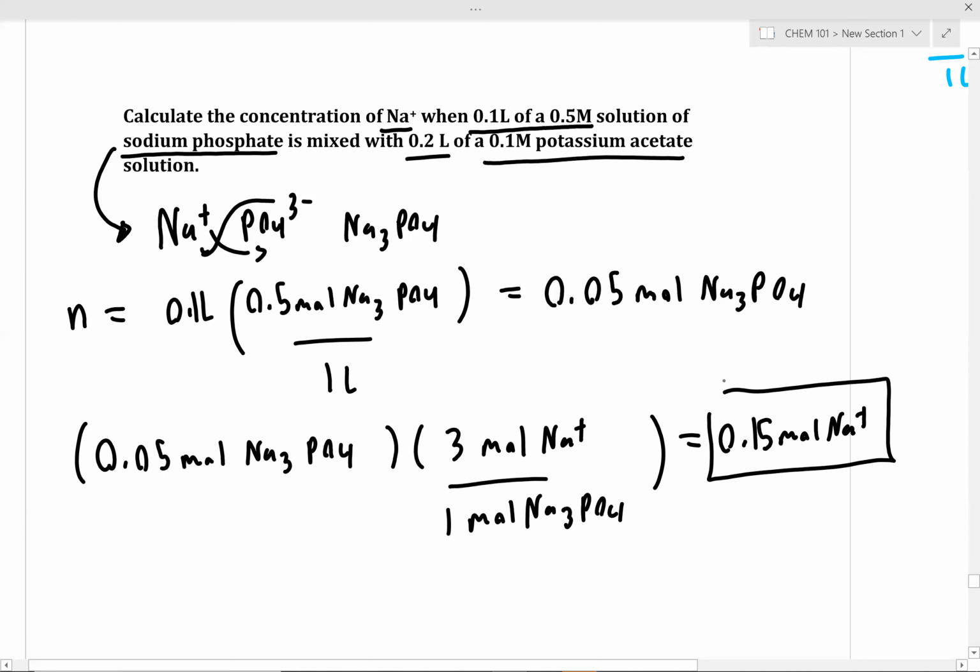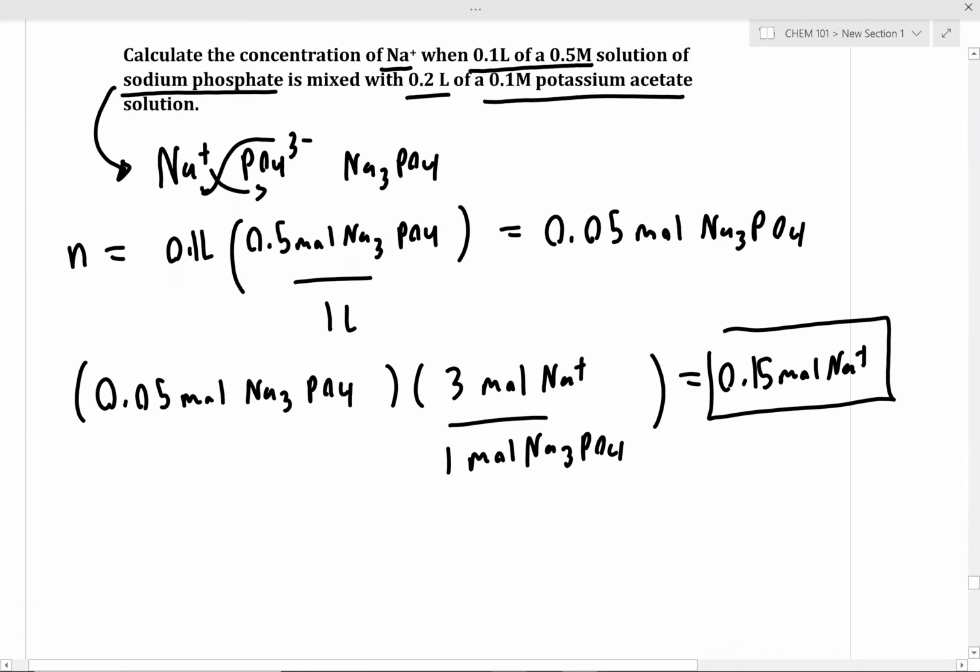We still need to calculate the total volume. Okay, let's look at potassium acetate. Would someone like to tell me the formula of potassium acetate? Yeah.